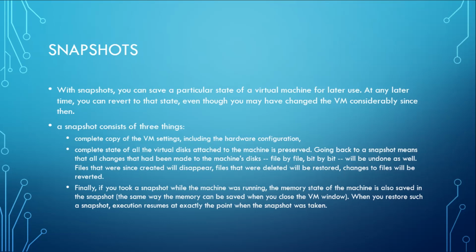A snapshot consists of three main things: a complete copy of VM settings, including the hardware configuration, a complete state of all virtual disks attached to the machine, and finally, if you took a snapshot while the machine was running, the memory state of the machine. Now, the second part is very important.